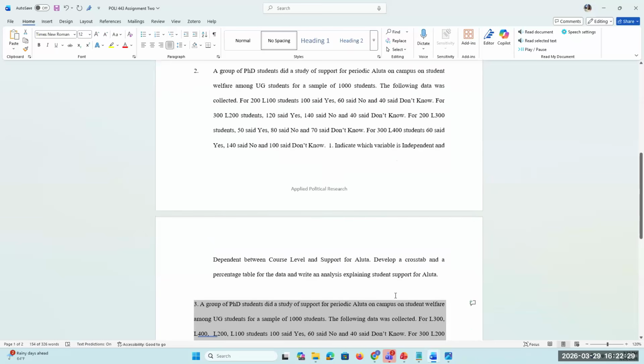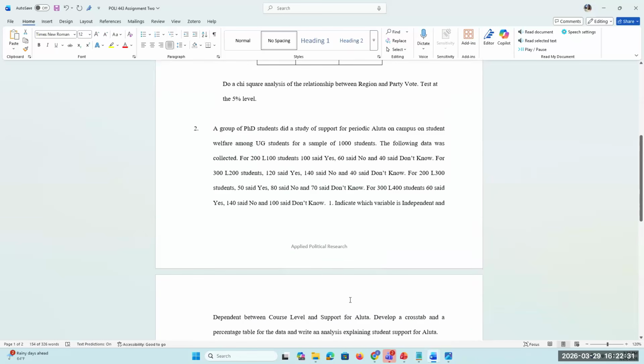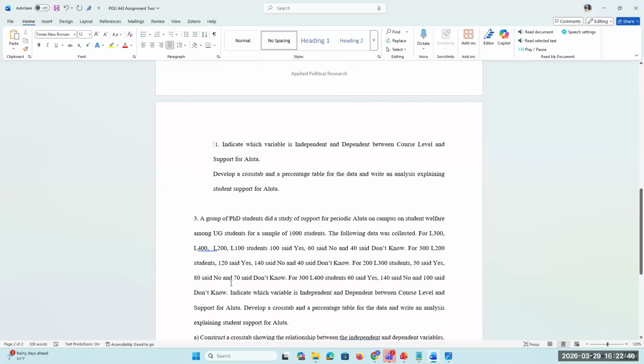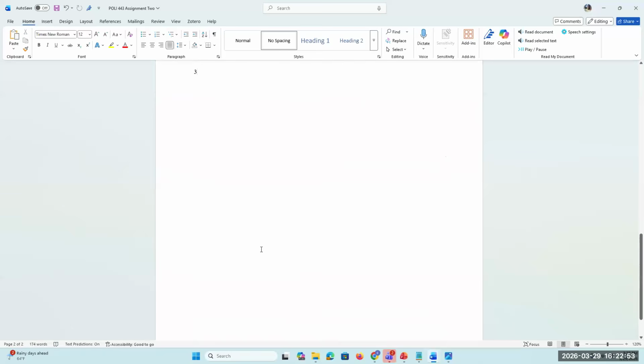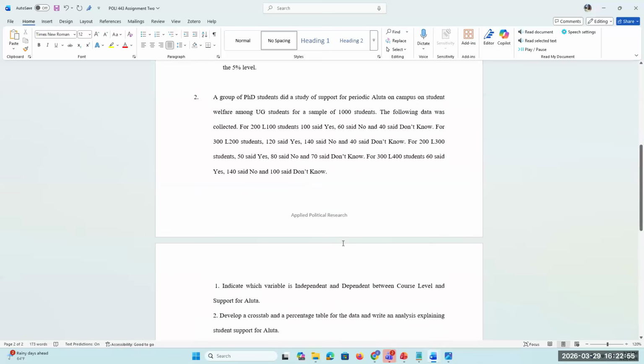The questions are: one, indicate which variable is independent and dependent, and two, develop a crosstab and a percentage table and write the analysis of the data. So if you take the shots, then I can leave the screen, then we start solving on the board.